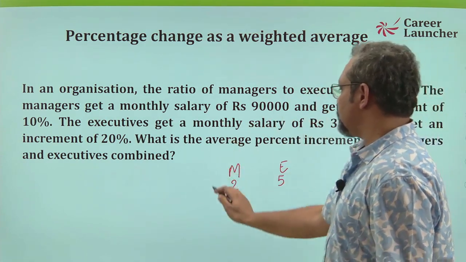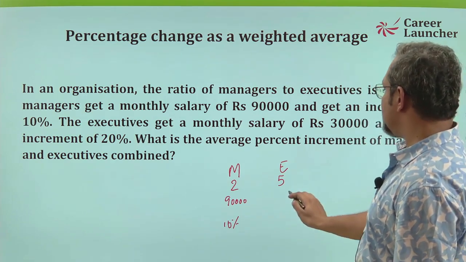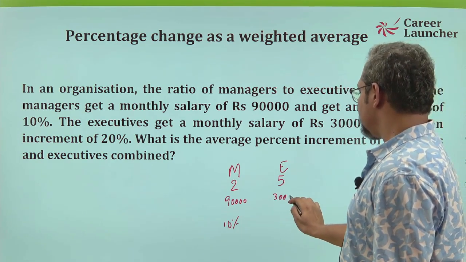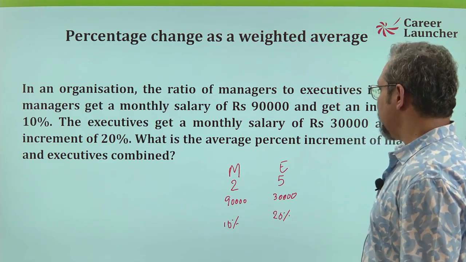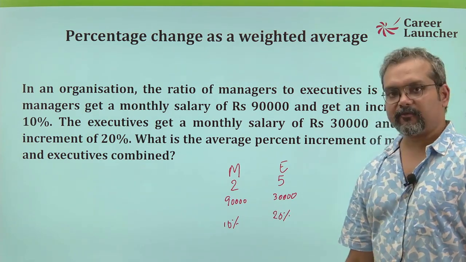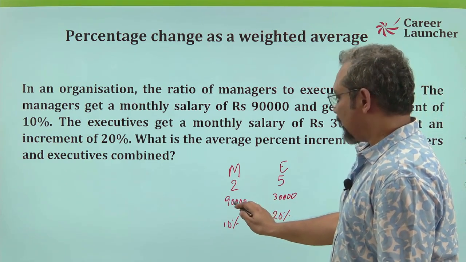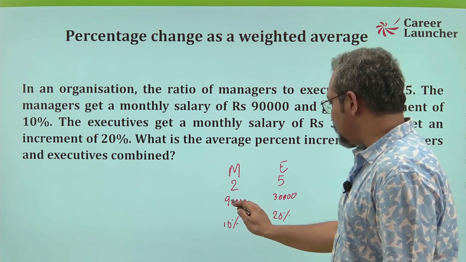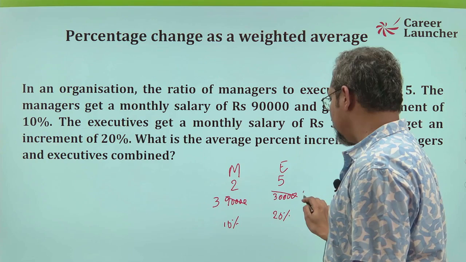They get an increment of 10%, whereas the executives have a monthly salary of 30,000 and get an increment of 20%. We need to figure out the overall increment of managers and executives combined. So now see, we can take ratios, we already discussed. So 90,000 and 30,000 straight away can become 3 rupees and 1 rupee.